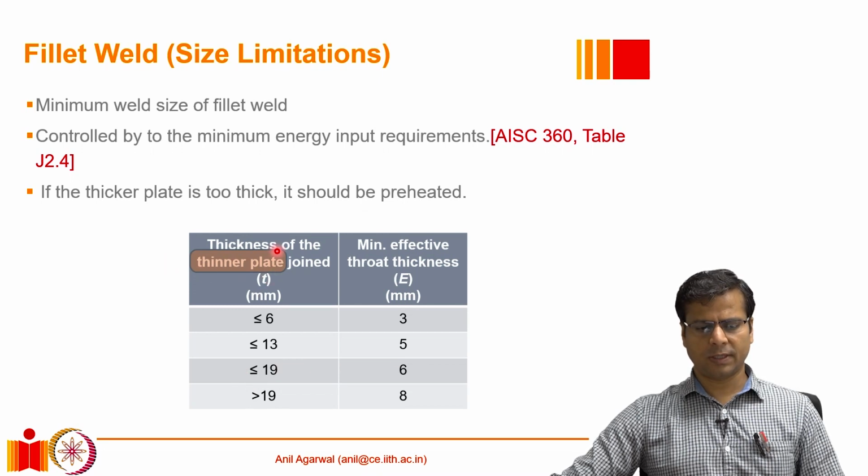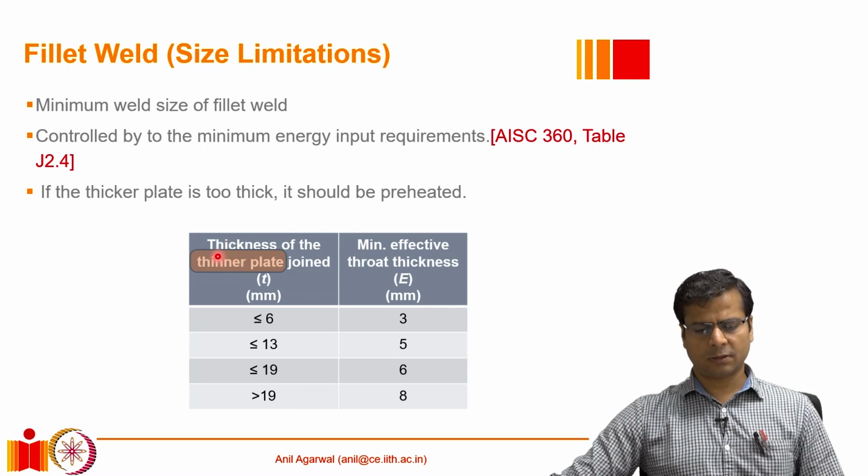However, here you might notice that the provision is governed by the thickness of the thinner plate, which basically does away with the requirement of that additional clause that we had discussed, wherein if one of the plates was too thin, then we had to do preheating.